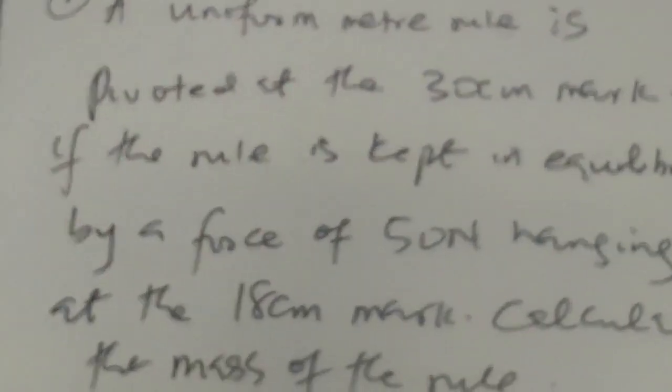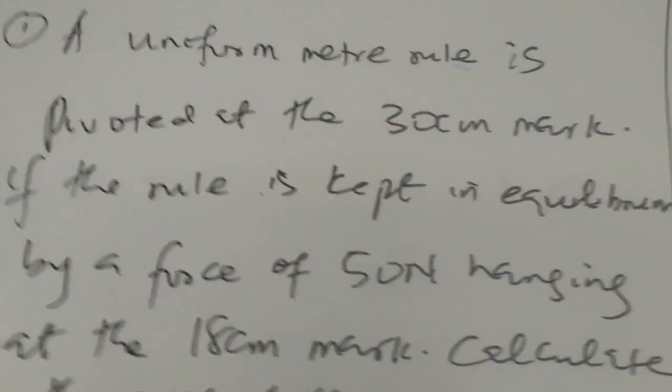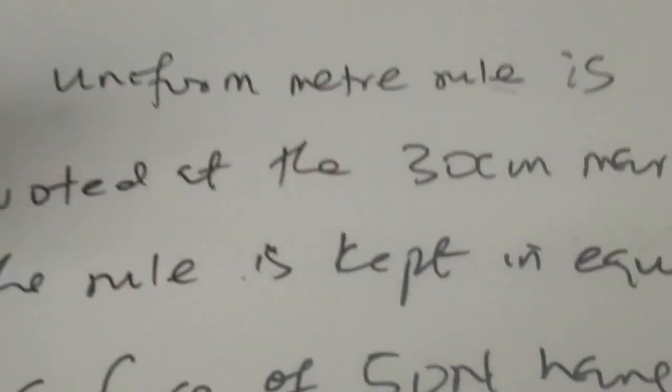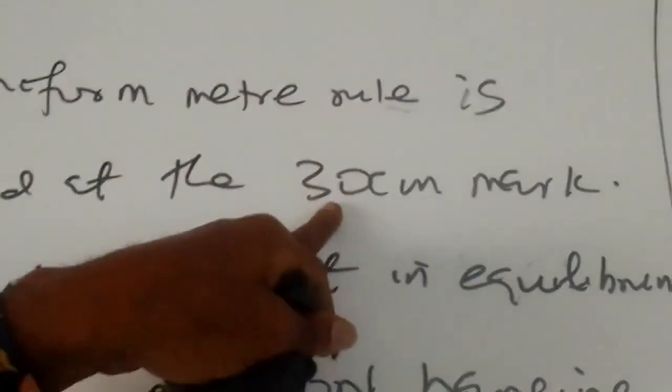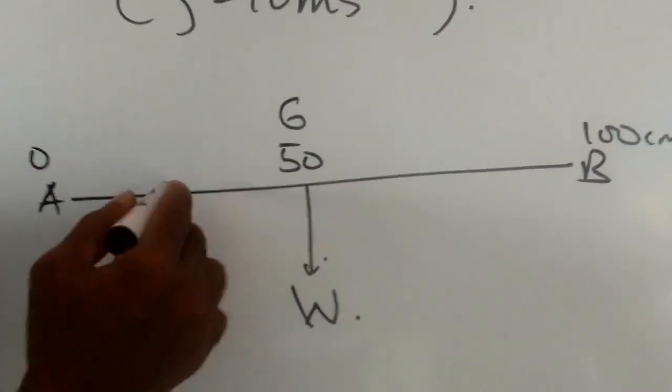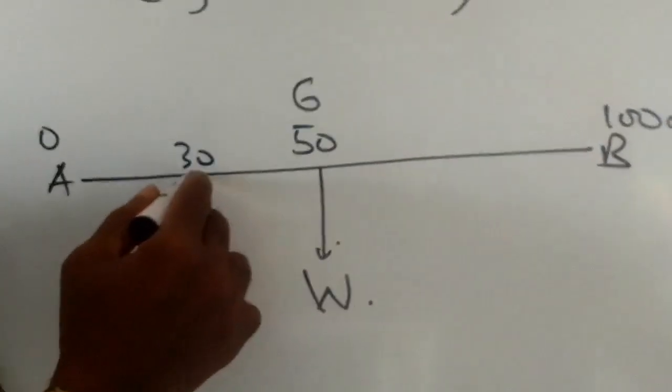Then after that, the next thing we have to do is to find the pivot. Where is the balance point? Where would you place the triangle? It says the uniform meter rule is pivoted, that it balances at 30 cm. So the pivot is at the 30 cm mark. We come back to the diagram. 30 is before 50. Locate somewhere here as 30 and put your pivot.